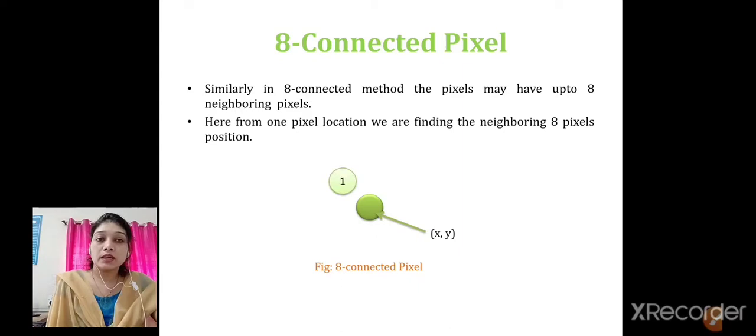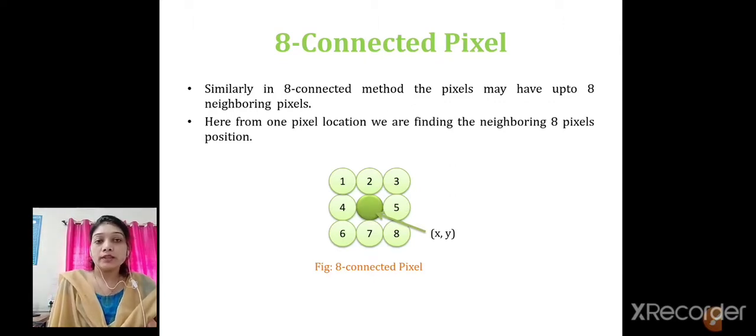Now you can see here, this is pixel 1, 2, 3, then pixel number 4, 5, 6, 7 and 8. In this case you can see that pixel numbers 2, 4, 5 and 7 are like the 4 connected pixels, meaning left, above, right, and below. So these pixels, number 2, 4, 5 and 7, are the 4 connected pixels.